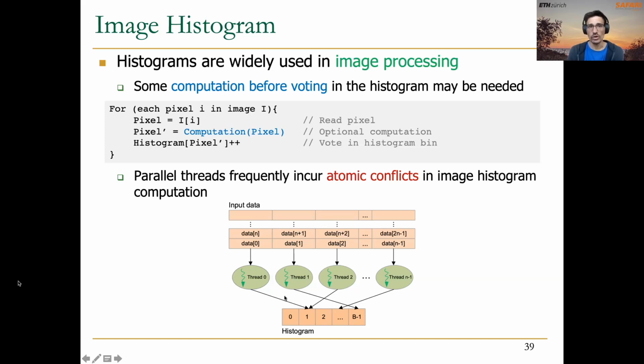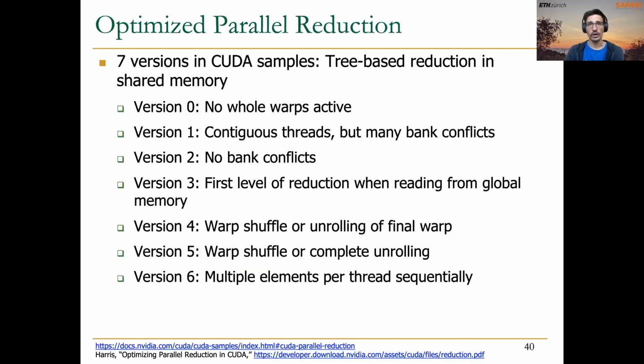In the next lecture, we will talk more about how to calculate histograms and how to optimize the execution of a histogram. But for now, let's focus on how we use atomic operations for parallel reduction. And before we explain how to use them, let me very briefly introduce you to different versions of the parallel reduction that you can find among the CUDA samples.